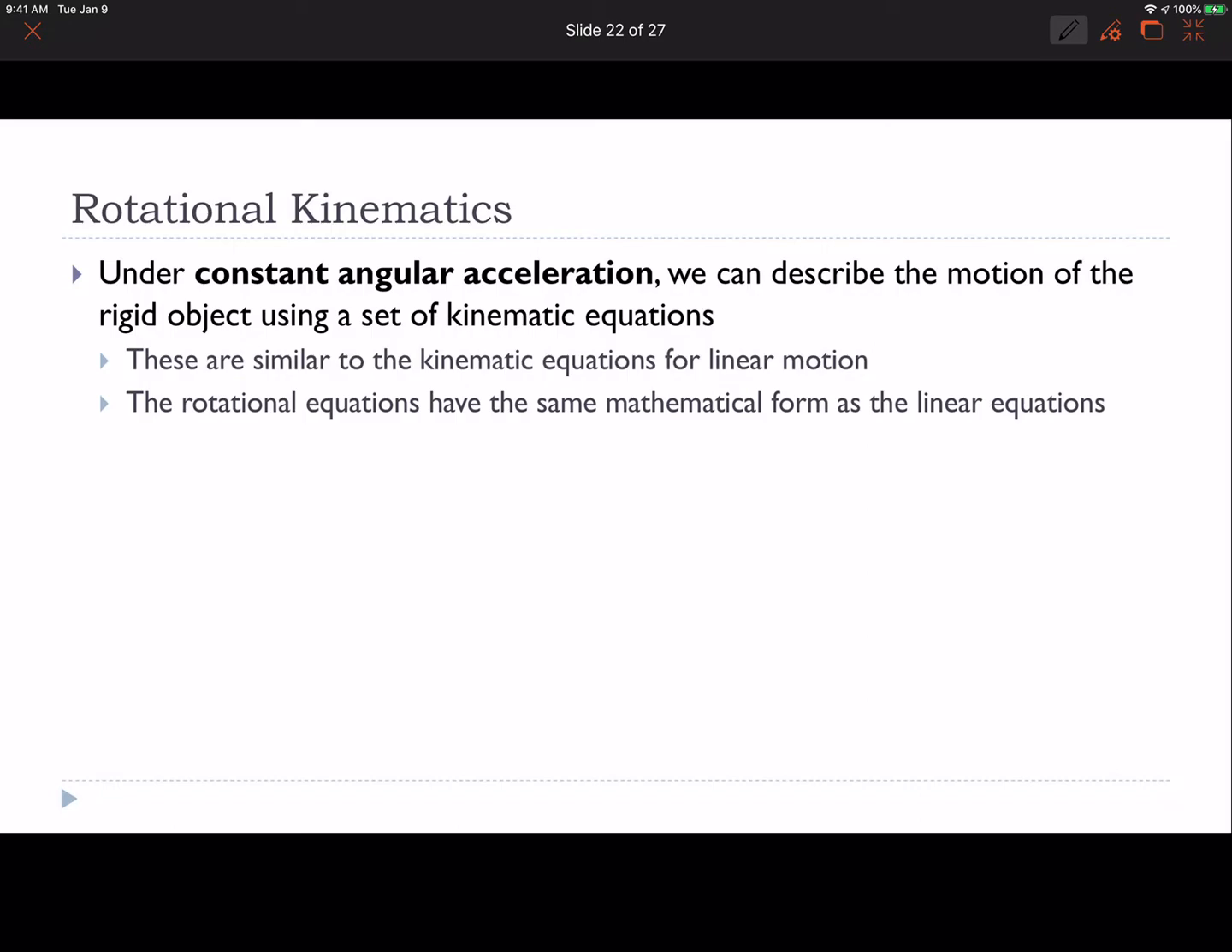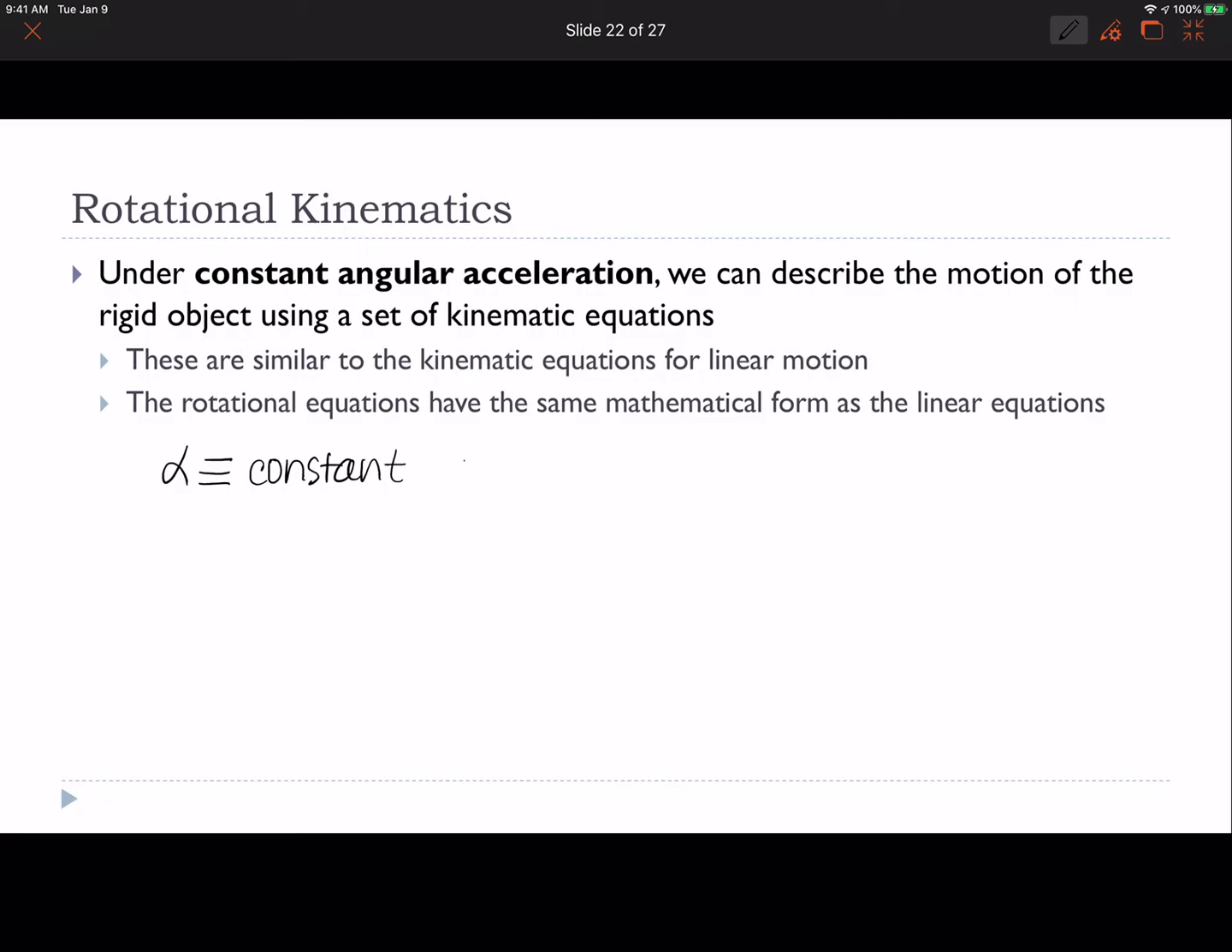All right, now that we have defined all of the angular descriptions for motion in terms of angular position, angular displacement, angular velocity, and angular acceleration, we'd like to look at this special case where the angular acceleration is constant. So basically, the case where this angular acceleration value is a constant value, and that means that the object is rotating, and as it rotates, it's speeding up or slowing down at a constant rate.